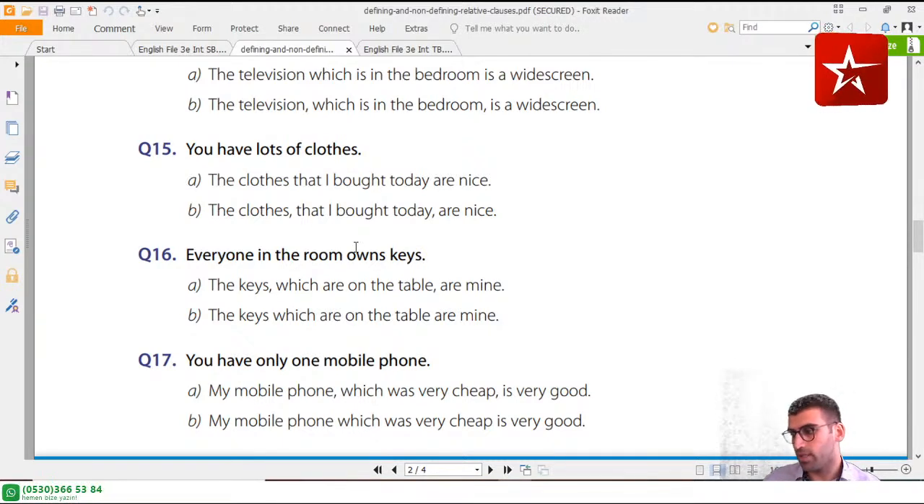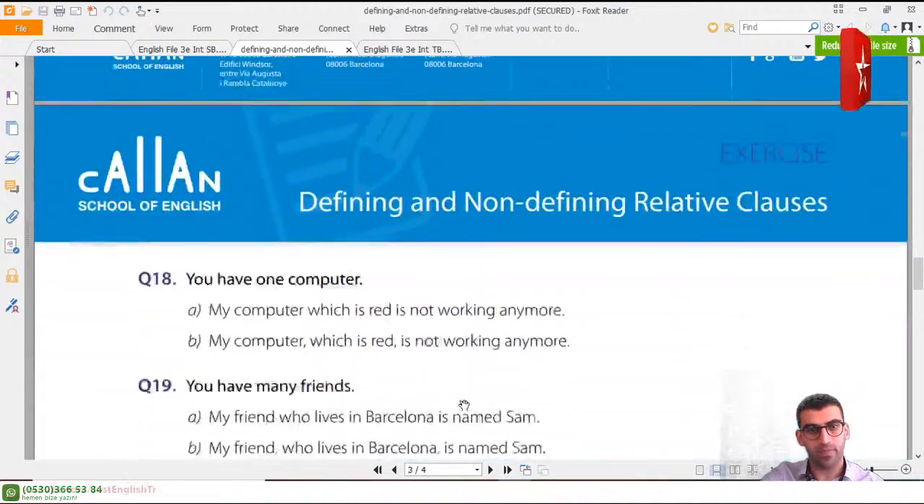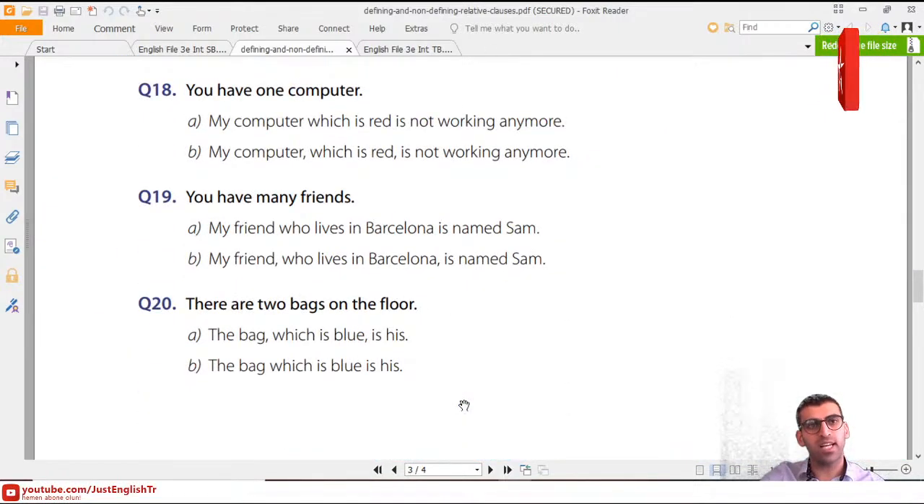We are talking about 17. You have only one mobile phone. So if we have just one mobile phone, it means we have to use a non-defining relative clause, like it gives extra information. My mobile phone, which was very cheap, is very good. A is a correct answer. Yes. Question number 17 is A.